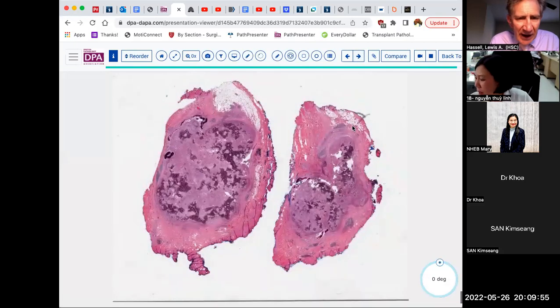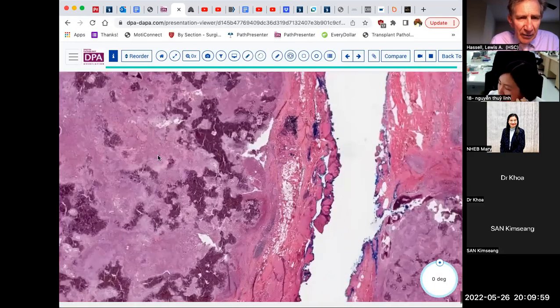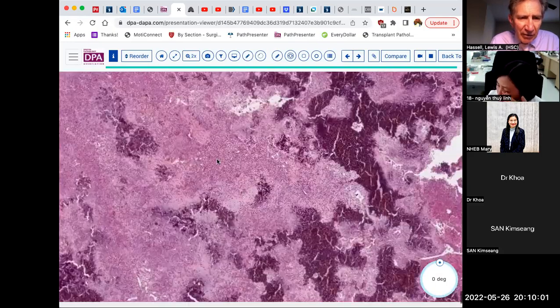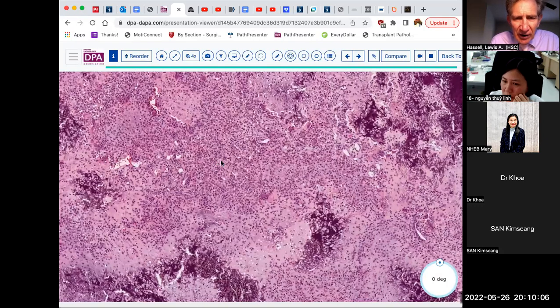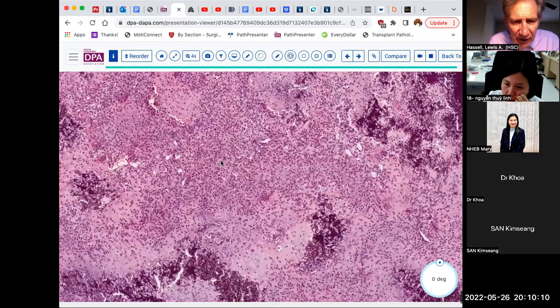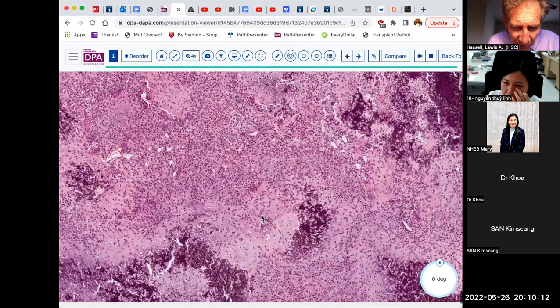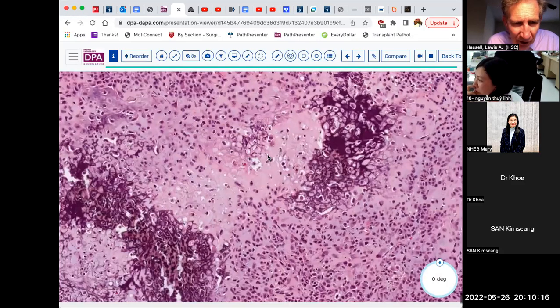And then the last case I'll show you, again, I think this is one that's been partly treated, but maybe a little bit different pattern. Here you can see there's more of a mesenchymal component. Oh, I think this may be the wrong slide. Yeah, I think this is the wrong slide.